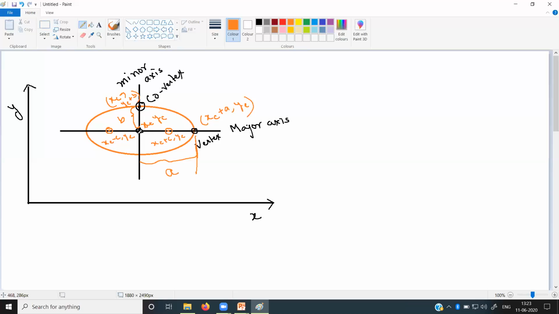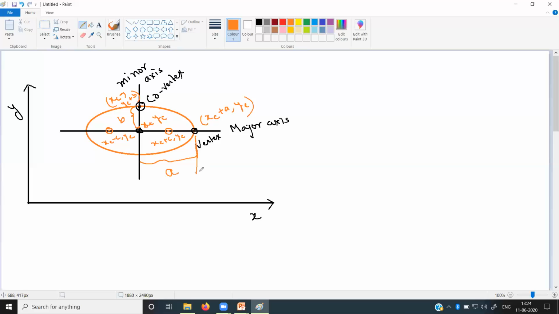Fine. And similarly, when this center is shifted to the origin, then the coordinate of the co-vertex will be: the value of x will be 0 and the value of y will be just b. So its point will be 0 comma b. So this is all about the basic properties of the ellipse.